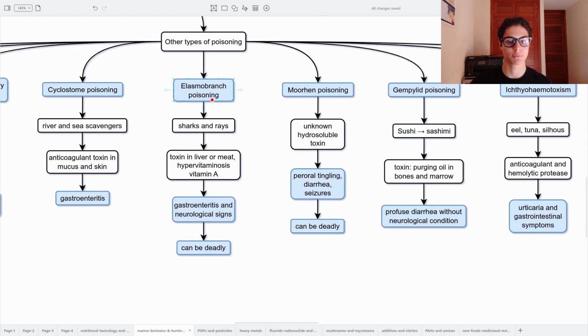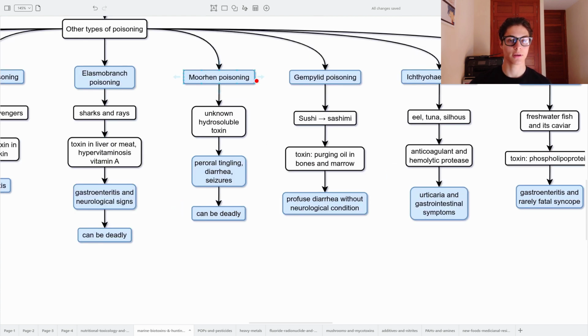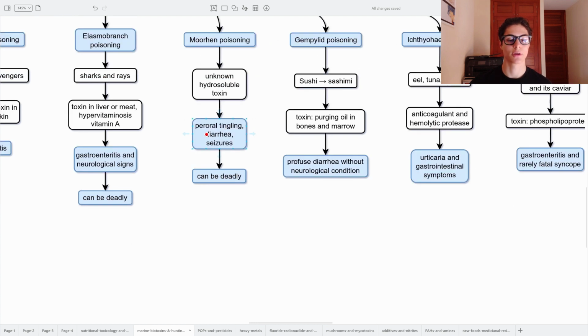Then the elasmobranch poisoning in sharks and rays. It has a toxin in the liver and in the meat, and it can lead to a hypervitaminosis of vitamin A. This will cause gastroenteritis and neurological signs, and it can also be deadly. The murine poisoning is due to an unknown hydrosoluble toxin, and it causes perioral tingling, diarrhea, and seizures, and it can also be deadly.